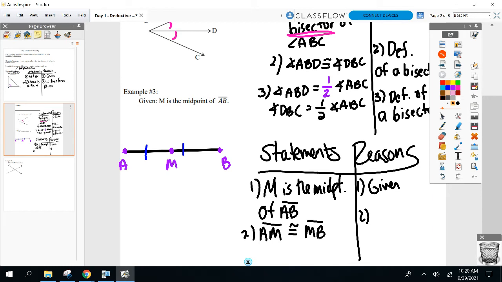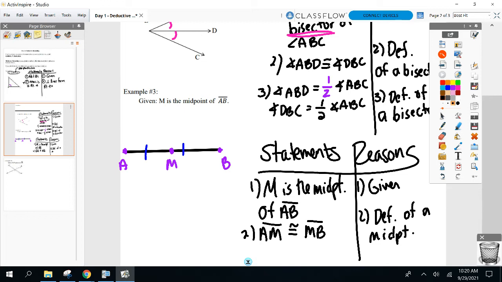What do you think I'm going to have for a reason, just based on what we did last problem? What do you think this one's going to be? Via, go ahead. Definition of midpoint. Thank you. I don't need the definition, you can just write definition of a midpoint. Now, will they all be definition of this? Sometimes, but not always. And I'll make sure I go over with everybody when it's not acceptable to write definition of.